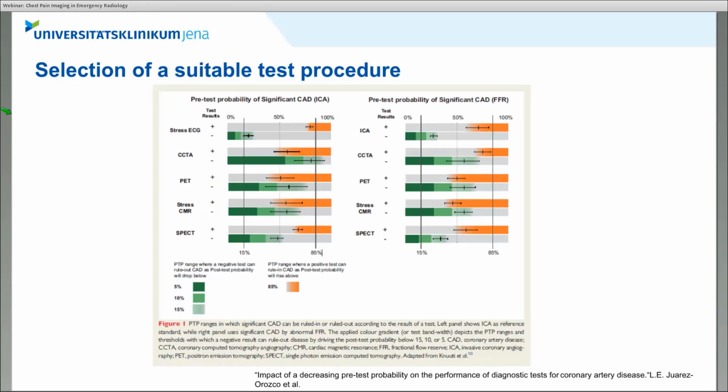And for example, if we look at the stress EKG, everything which is green here is where it is possible to rule out CAD, the coronary heart disease. And as you can see here, it's only between 0 and 5% where it is green. That means for most pretest probabilities, it's gray. That means it has no value. And only if the patient is really extremely ill, with a very high pretest probability.